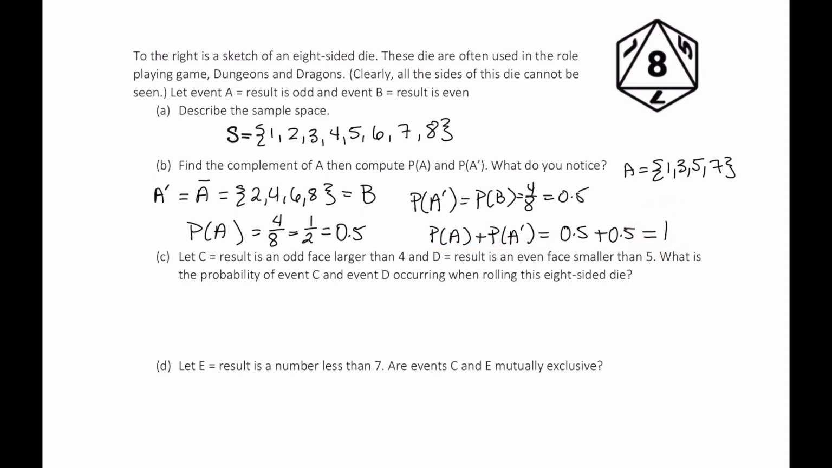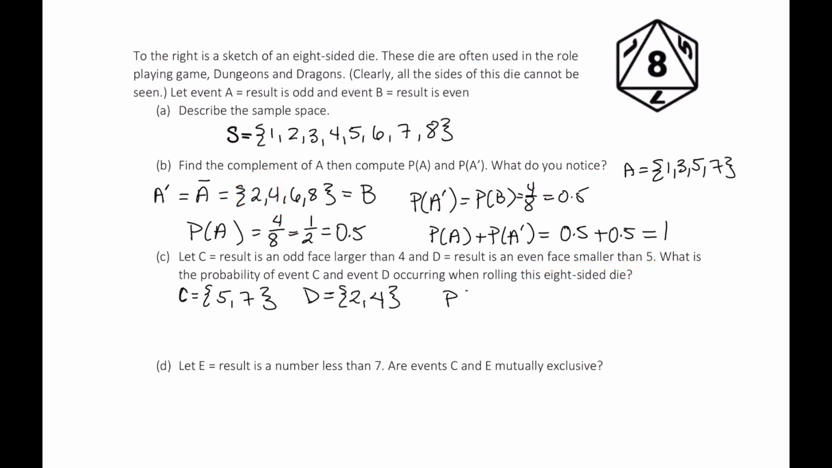Okay, let's move on. Let event C be the result is an odd face larger than 4, and D be the result is an even face smaller than 5. What is the probability of event C and event D occurring when rolling this 8-sided die? C is equal to an odd face larger than 4. So that's 5 and 7. And event D is an even face smaller than 5. So 5 would be here, so even faces smaller than 5 are 2 and 4.